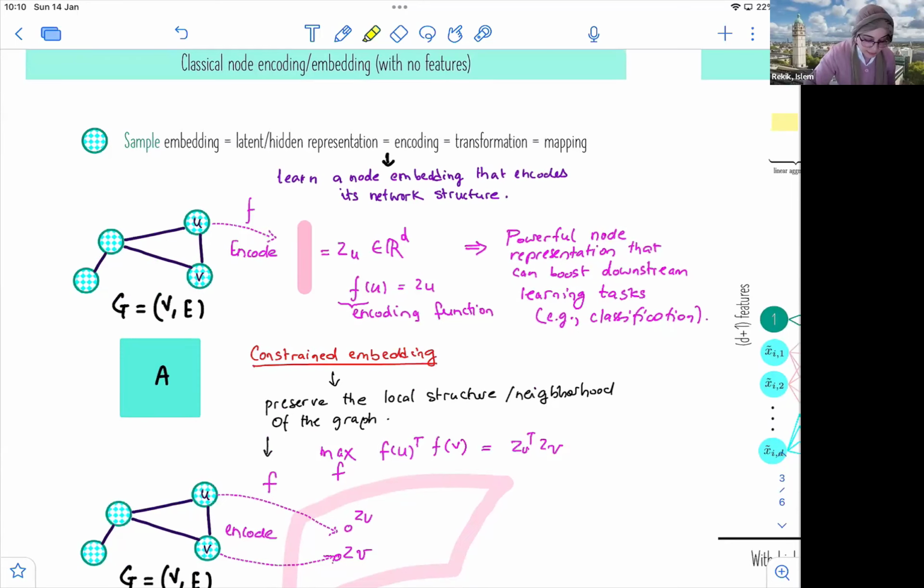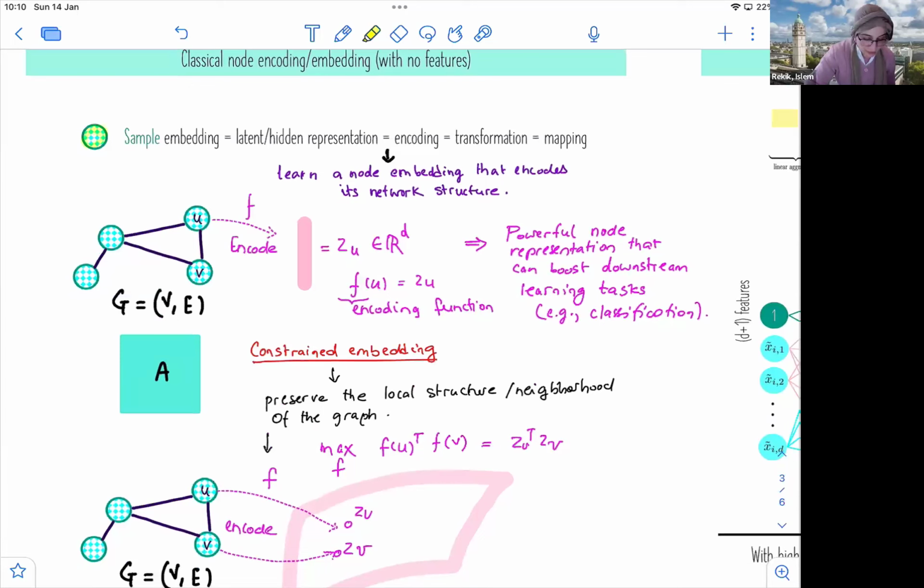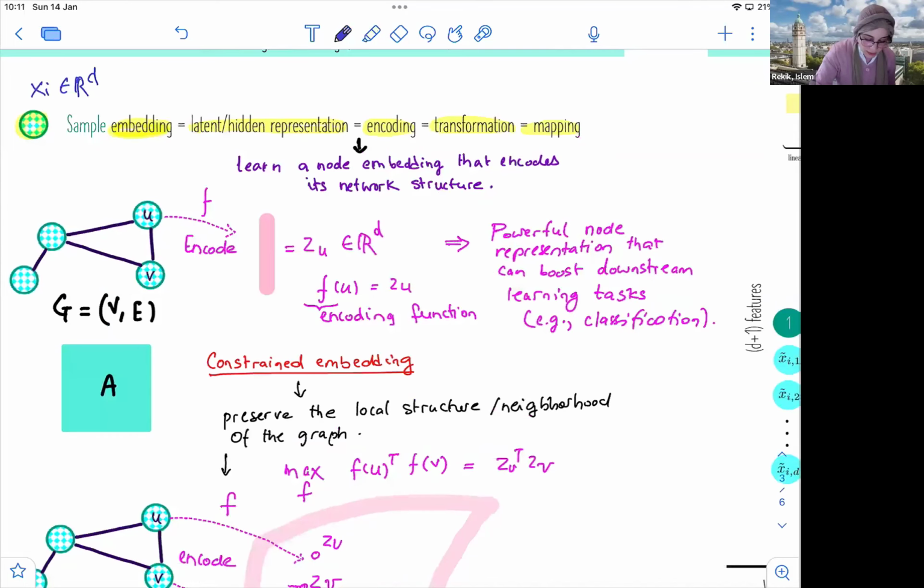So first, sample embedding. So we have a data sample. Let's call this data sample X_i, okay? So it belongs to R^d, it has the features. So we call it sample embedding or latent hidden representation learning. We call it also sample encoding, transformation, or sample mapping onto a new space, and this new space will allow us to represent the data better, and this space has d prime dimensions, and we usually want to reduce the dimensionality, so d prime is lower than d, okay?